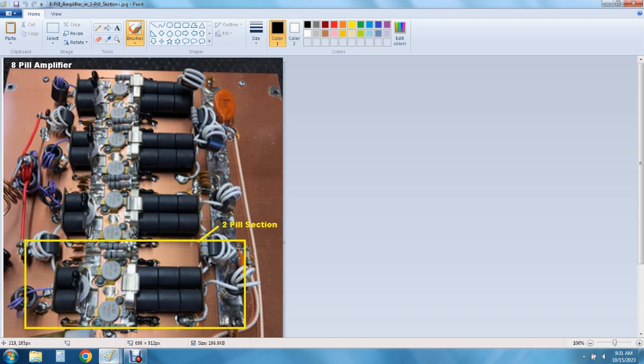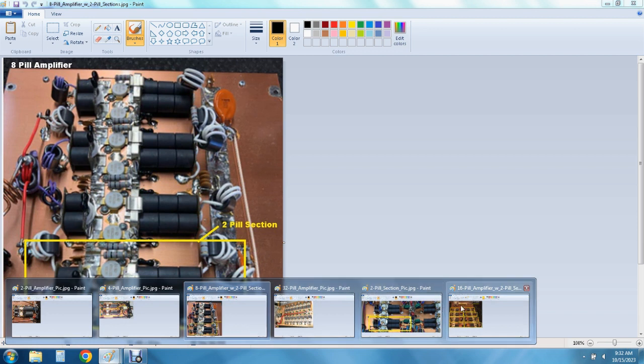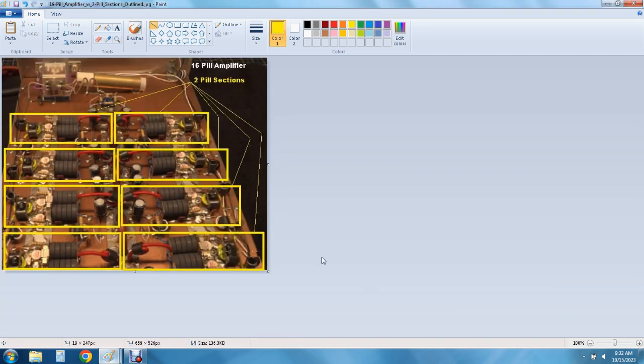We can see, as I've shown here with the yellow highlight in the yellow box, an input circuit, the two transistors side by side, and the output circuit. Here, the output transformer. Let's take a look at another amplifier. This one is a 16-pill. We can see here 8 two-pill sections. I've outlined them in yellow. You can see each one is built the same. Each section is built the same. They all have the input transformer, the two pills, two transistors, and the output transformer.